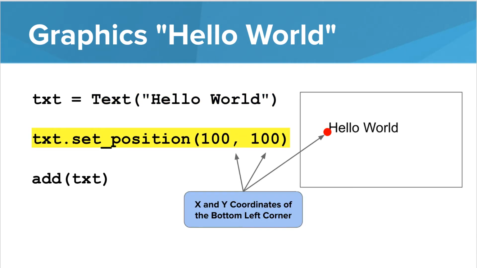We can then set the position of the text on the canvas. For text objects, the position is the bottom left corner of the text. And then finally, we add the text to our screen using the add method.